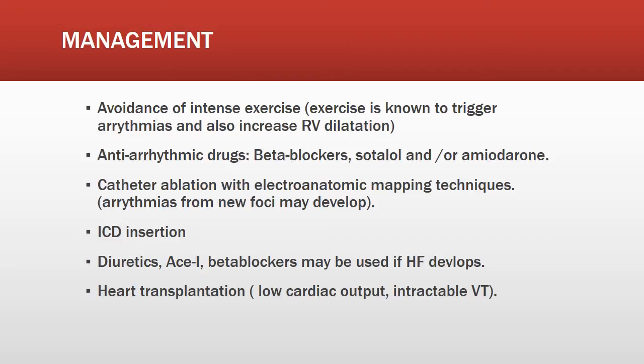In the first instance, if you have a patient who's symptomatic from his ventricular arrhythmias, you should consider beta blockers, sotalol and amiodarone. This is obviously depending if the patient is having unstable VT or not. In some centers, catheter ablation can also be performed with electroanatomic mapping techniques. But when they ablate the VT, remember that ARVC is a progressive disease, so if you ablate certain foci, you can actually get other foci giving you VT. So it's not that curative.